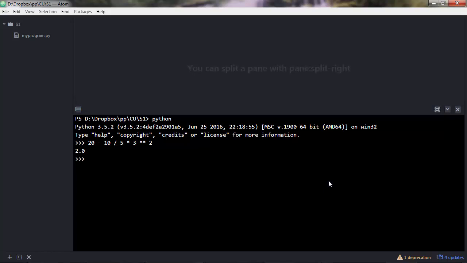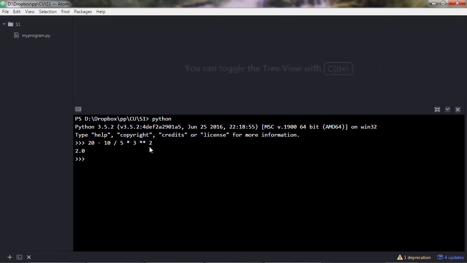And what we get is 2.0. So why did I write this long expression? Well, because I want to explain to you the order of operators. So when you have multiple operators in an expression, the one to be executed first is the exponent. So we have 3 in power of 2 here, and that will give us 9. So power is the first to be executed, and after that is division and multiplication.